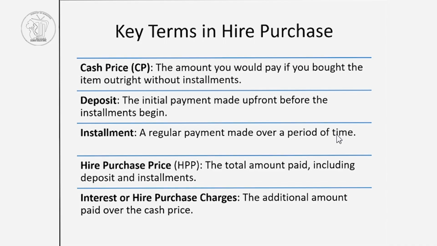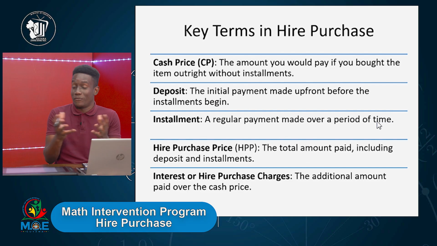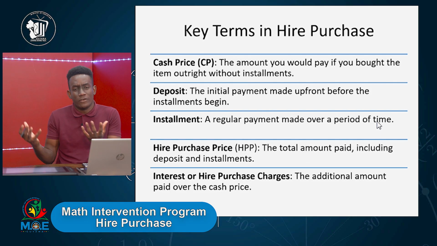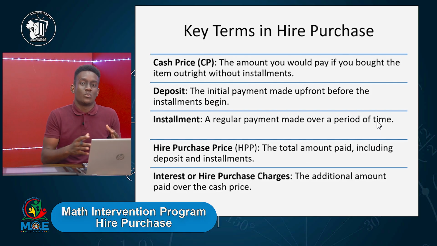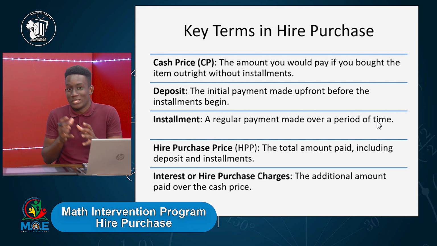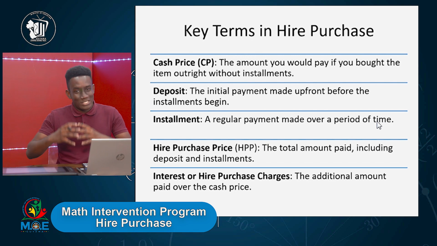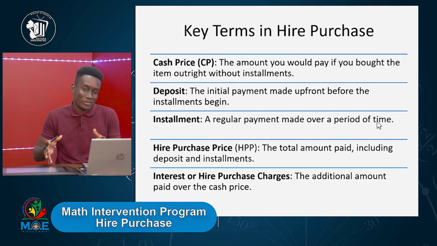Now the next one is the interest or the hire purchase charges. The interest would be the extra money that you pay as opposed to buying the item cash. So if, for example, a car again costs $4 million and at the end of the hire purchase, you pay a total of $5 million, that extra $1 million, that is called the interest. That is the extra money that you pay because you had to go through the hire purchase route. And that is only fair to the business owner because you're not paying the money in full, you're paying it part-time.